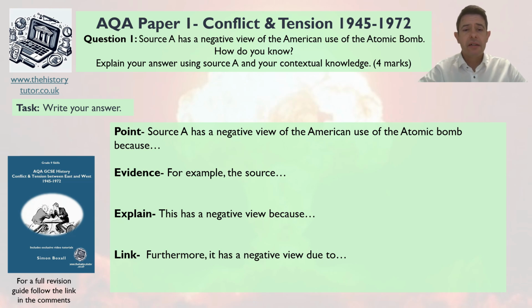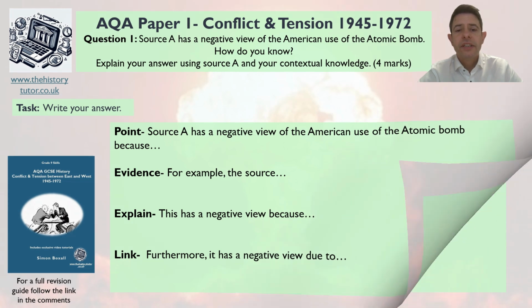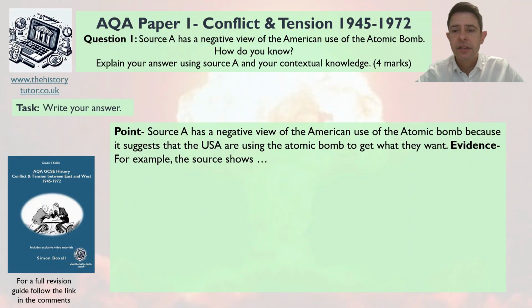So in your revision guide now, let's give this a go. Write your first sentence using the message of the source. Source A has a negative view of the atomic bomb because. Okay, so give your idea now. I've written: source A has a negative view of the American use of the atomic bomb because it suggests that the USA are using the atomic bomb to get what they want. So this idea of atomic diplomacy might be a good phrase to use.